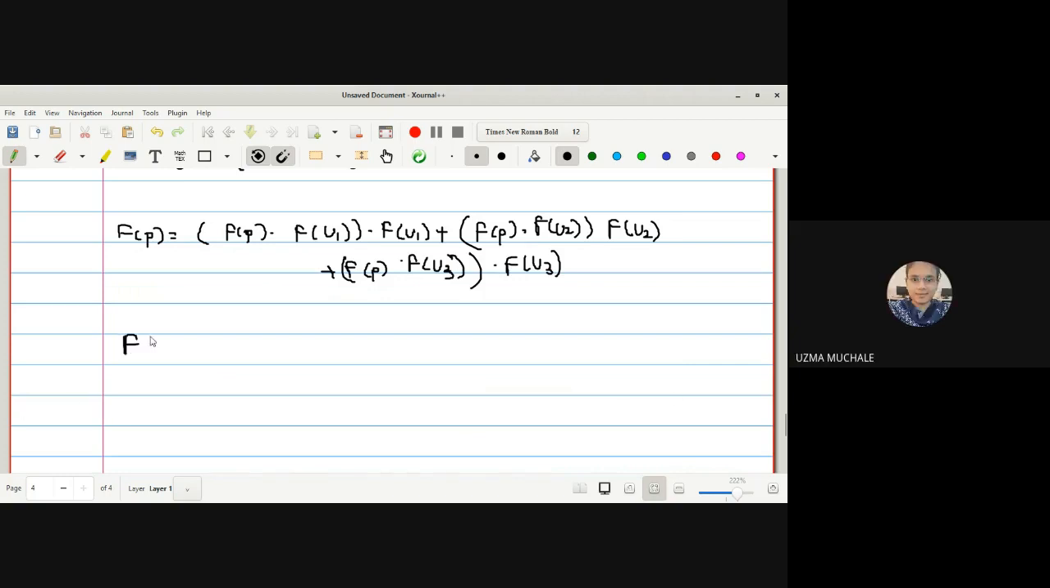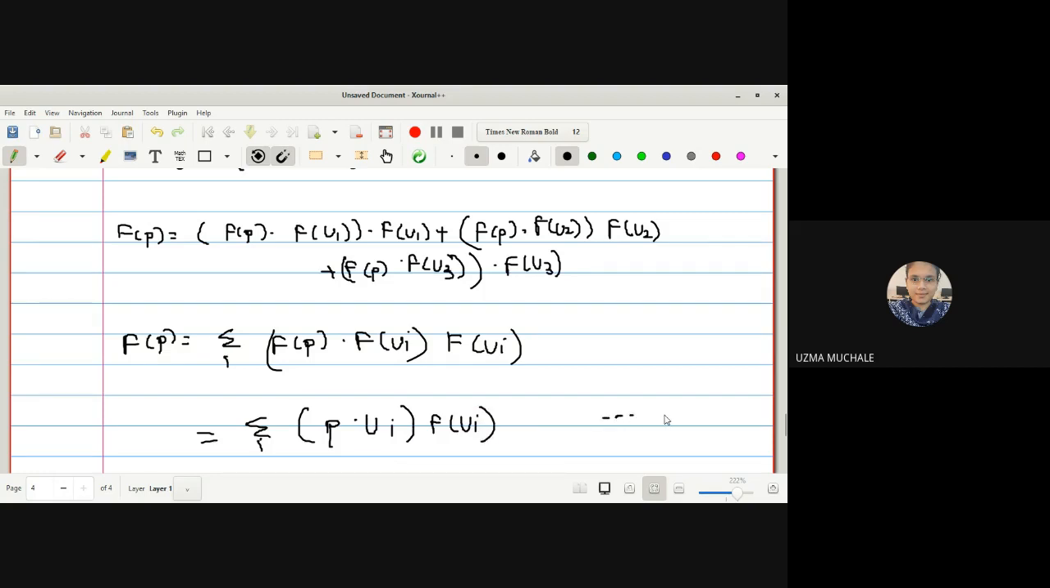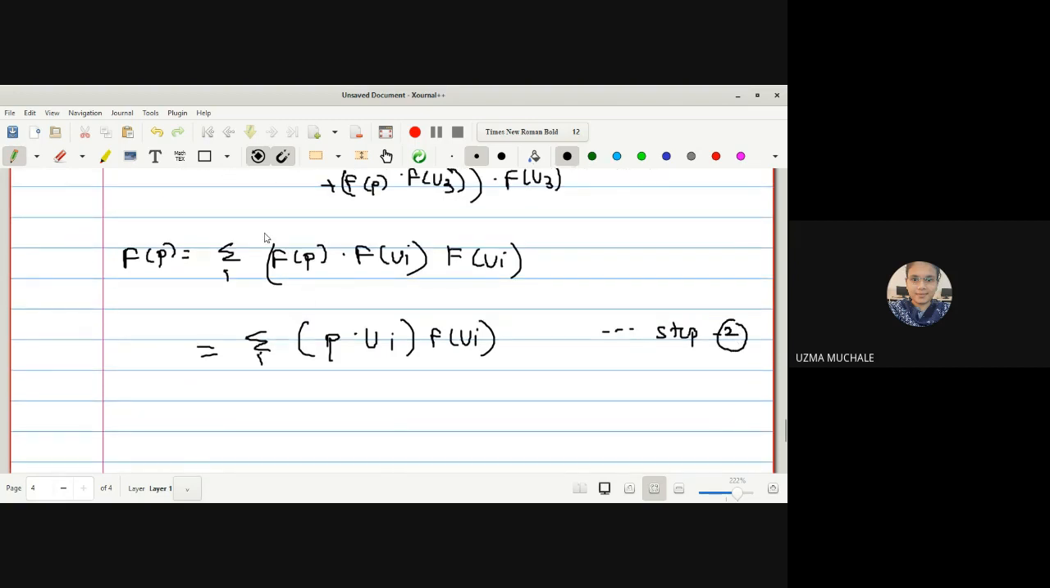So I can write this in the form of a summation. Fp is equal to the summation over i of Fp dot product with Fui, times Fui. Correct? As we know that F preserves the dot product, I can write this as P dot Ui and this Fui as it is. Since we have proved from step 2 that F preserves the dot product, Fp dot Fui, I can write like this, P dot Ui.